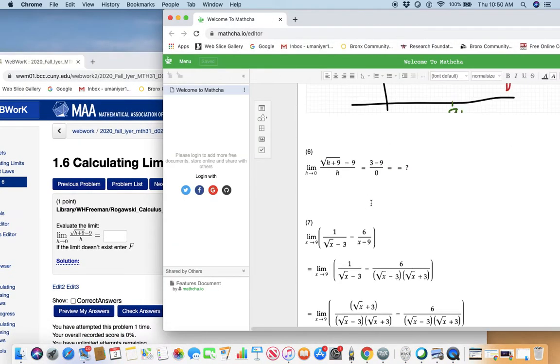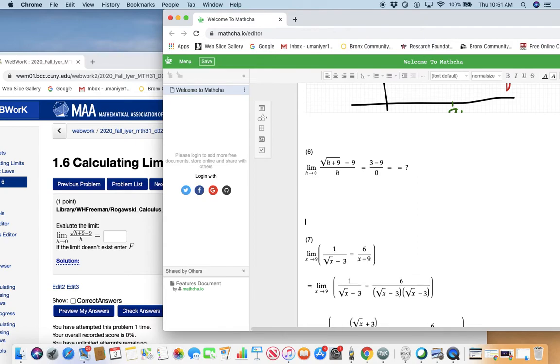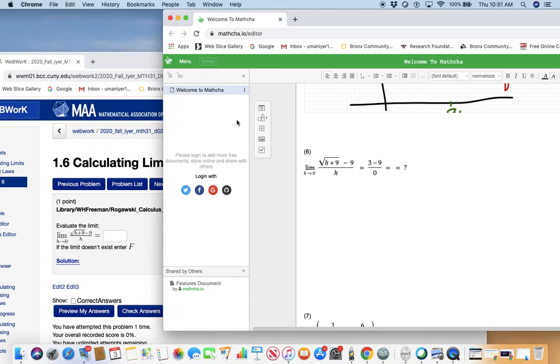So the question is the limit as h approaches 0 of (square root of h plus 9 minus 9) over h. When I actually plug in 0, I get square root of 9, which is 3, minus 9 over 0. Okay? So what is this? It is not the same as 0 over 0. It is some number over 0. It is therefore some kind of infinity. All right? So what do I mean by that? Let us graph this and see.